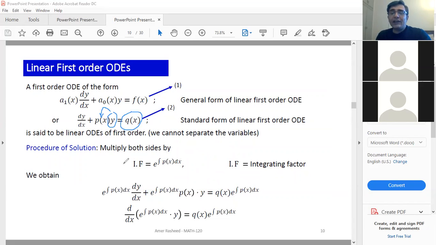Another question, why we are using exponential? In order to get this left hand side, and this will be converted into the derivative of product of two functions. If we do not take here exponential, this left hand side cannot be converted into the derivative of product of two functions. You can try it. Okay.